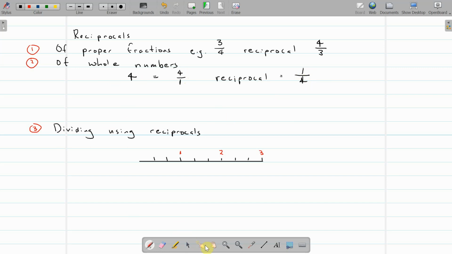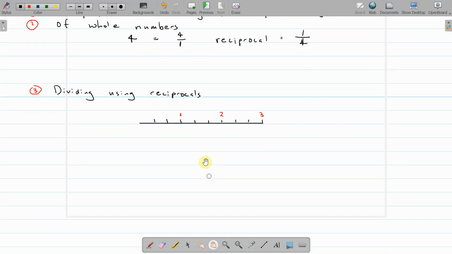Okay, now the concept of dividing. Let's have a look at that. What I've got here is an example, in picture form, of 3 divided by 1/3. Basically that means, how many times does 1/3 go into 3? And you can see pretty clearly there are 9 of them. 9 of 1/3 equals 3. 3 divided by 1/3 equals 9.